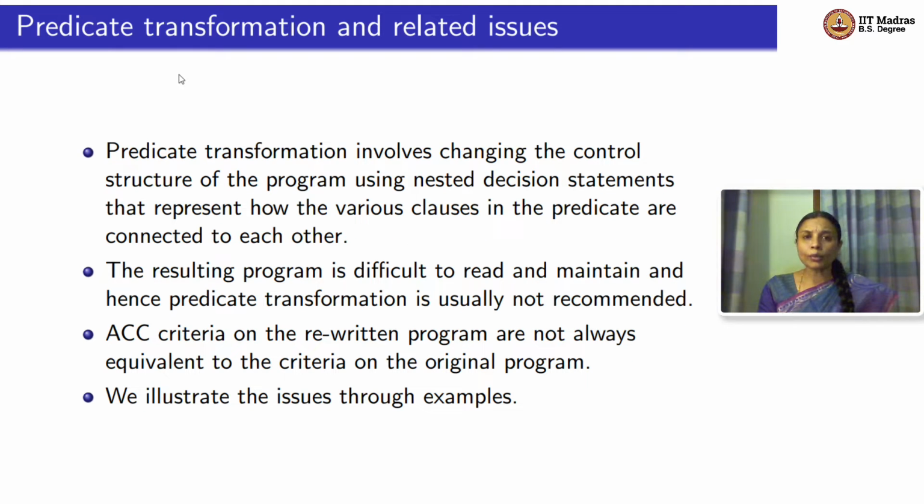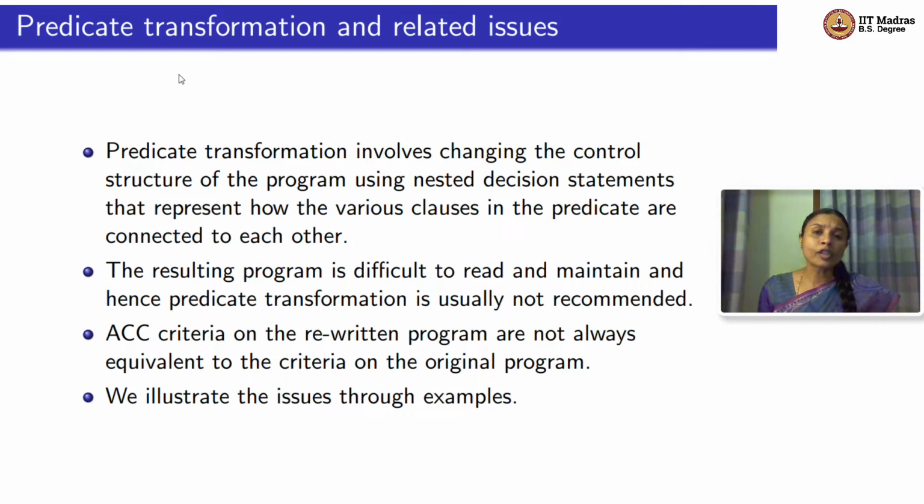Predicate transformation, as I told you, involves changing the predicate that you see in a decision statement, specifically a predicate that has more than one clause, and rewriting it to have single clauses, which means what? You change the control structure of the program. You add additional nested decision statements that in essence represent the same behavior as that of the predicate. We'll see a couple of examples of what this means.